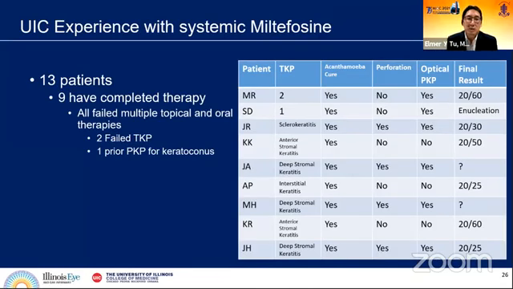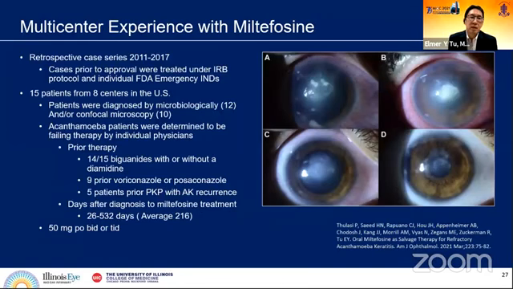Our personal experience started in 2011, and that was an index case that you see at the top. This patient I'll describe later, but generally our results have been pretty good. We did have 1 patient who had enucleation, and that was because of epithelial downgrowth, not from persistence of the organism. We published earlier this year the multi-center experience with miltefosine garnered from 8 different centers around the US.